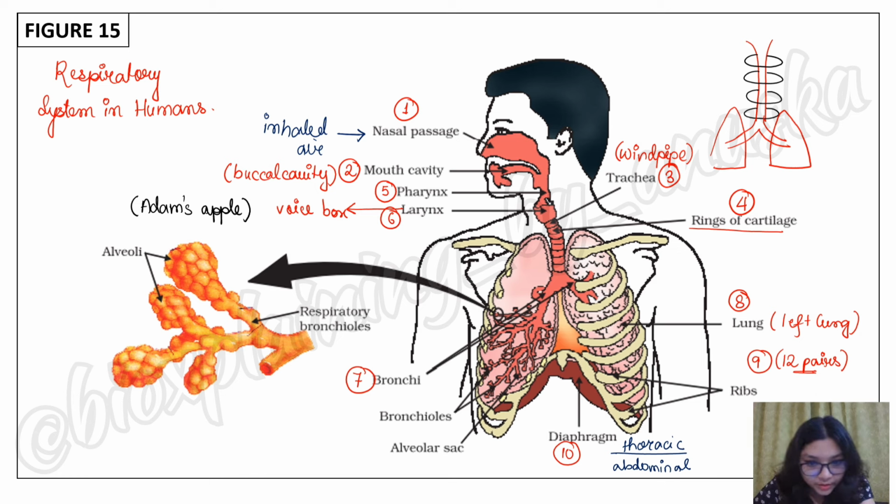Fine. Part number 11 that we have refers to the bronchioles. Who are the bronchioles? These bronchi will further branch out. So those branchings are known as the bronchioles. And then you have the alveolar sac. That is right at the ending of the bronchioles. The bronchioles end in these sac-like structures. These are very small structures.